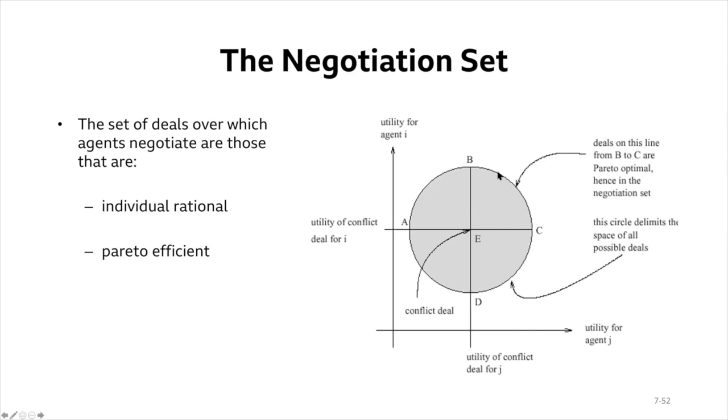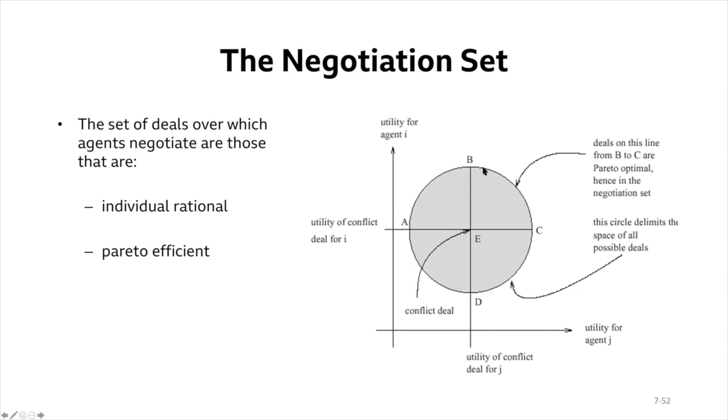And if they both stay put, so if agent I starts by making this proposal and agent J makes this proposal, and then they make the same proposals in subsequent rounds, then we say negotiation has fallen apart and we implement the conflict deal, the deal consisting of the tasks that they were originally given, giving them both a utility of 0.